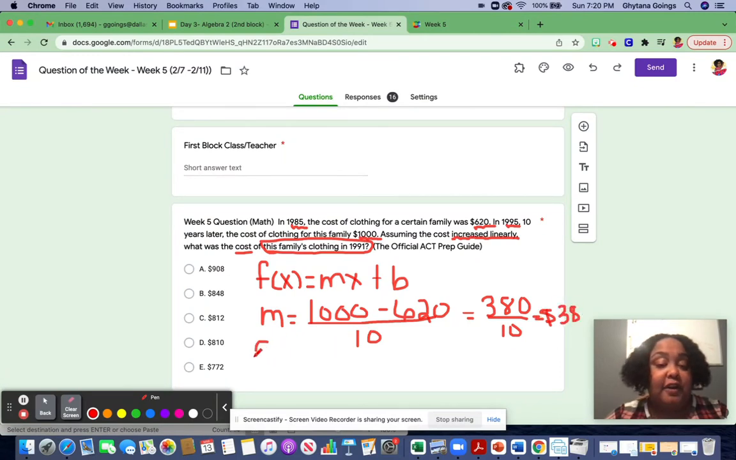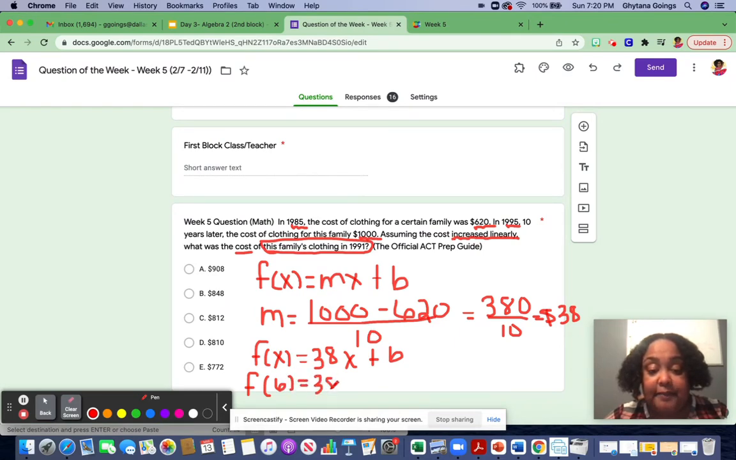So when we write our function, we have f of x equals 38 times x plus b. Now, what are we asked to find? We're asked to find the cost of clothing in 1991, which is 6 years later. So essentially, we're going to find f of 6.